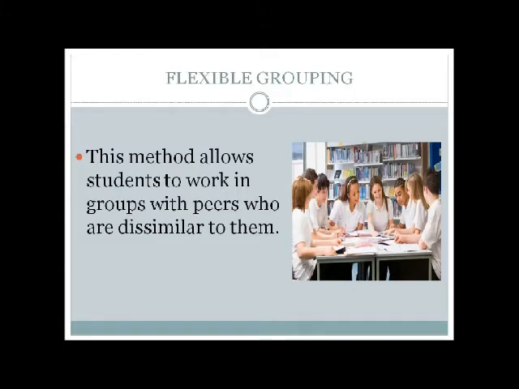The key to flexible grouping is to make sure that the groups are not static. Oftentimes, teachers tend to group students according to their ability in the beginning of the school year and then never change the makeup of the group. This is not an effective technique, and this stagnation will only hinder a child from progressing.